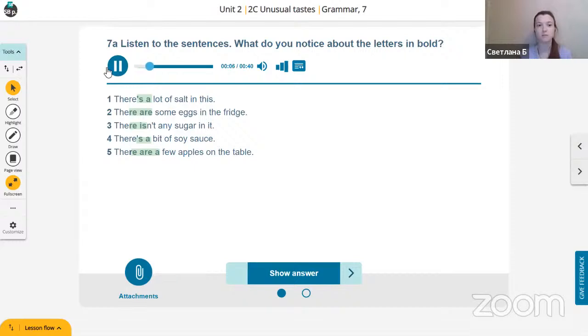1. There's a lot of salt in this. Try. There is a lot of salt in this. In this, yeah, right. 2. There are some eggs in the fridge. There are some eggs in the fridge. Very good, yeah. 3. There isn't any sugar in it. There isn't any sugar in it.